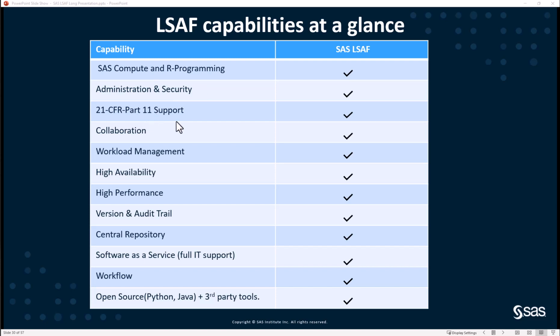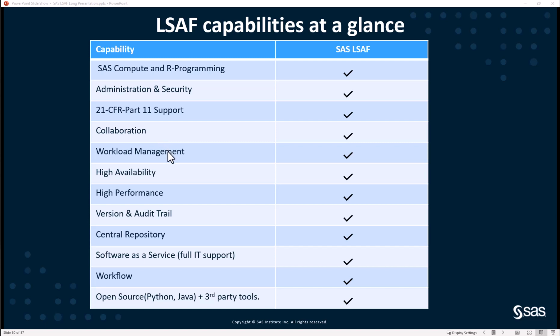This is 21 CFR Part 11 support. It's a central server, so everybody is going to look at the same file. You're not trying to copy stuff over from one thing to another. You can be in the same central environment and give access to whoever needs access to your data or the programs or the results.